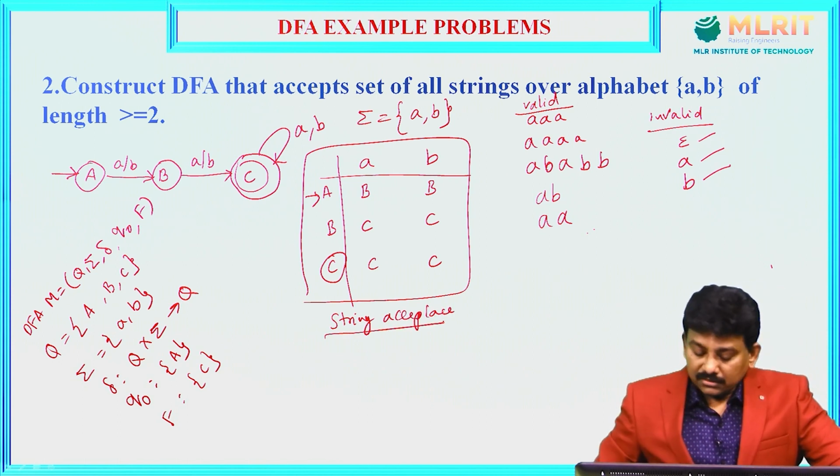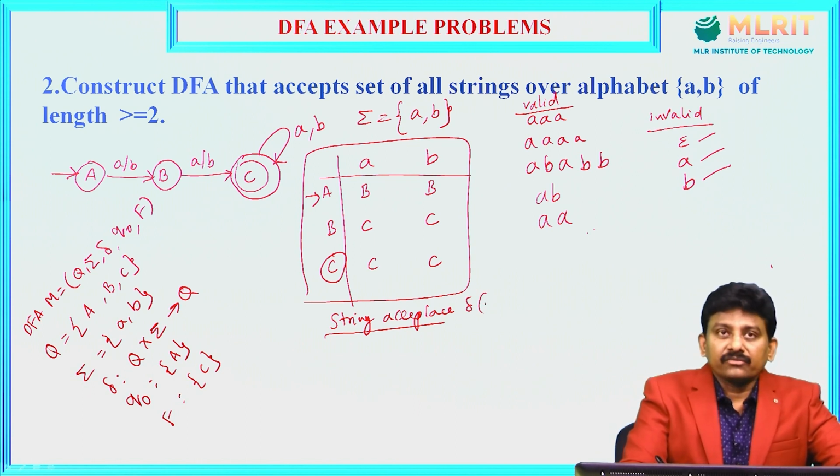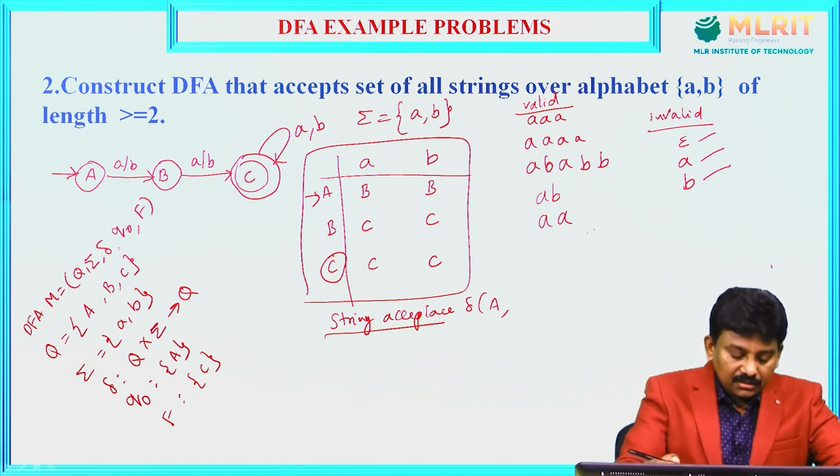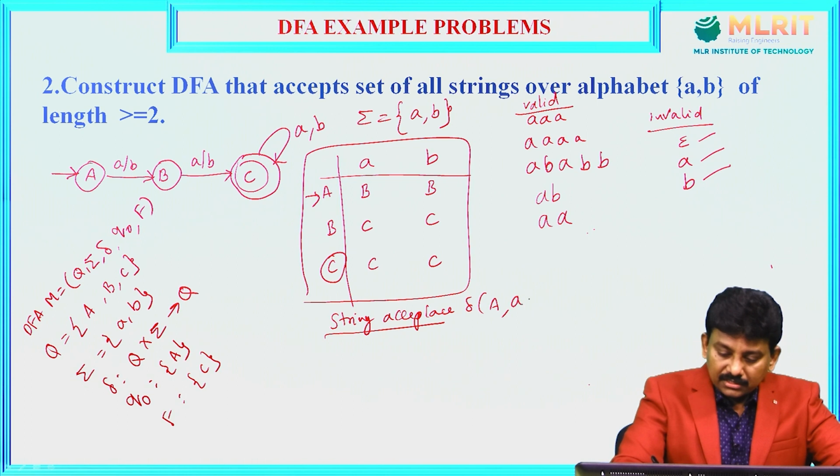String processing. I will take a string here. Delta is a transition function applied on state and input symbol. The initial state is A. For example, take any string whose length is greater than or equal to 2: A, B, B.